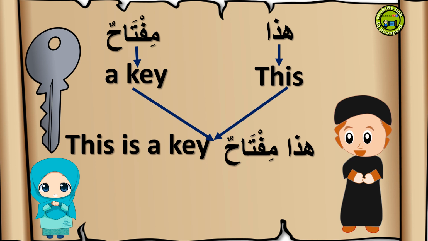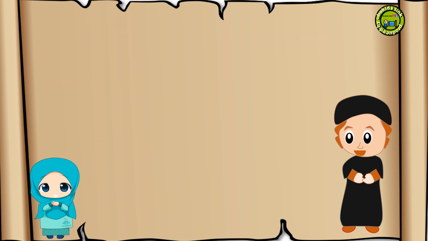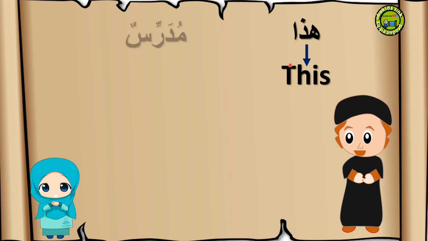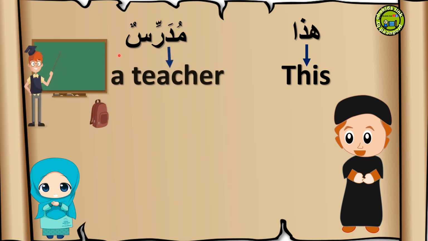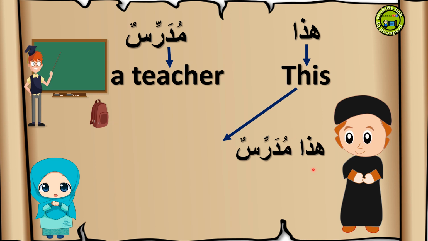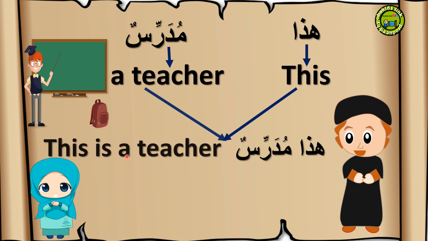Let us move on to another example. This is هذا. هذا means this. This is مدرس. مدرس means a teacher. If we combine هذا and مدرس together, it makes هذا مدرس. Say after me. هذا مدرس. Which means this is a teacher.